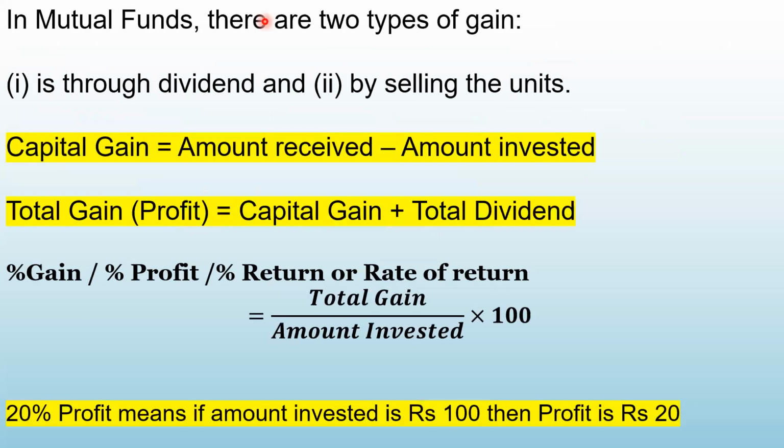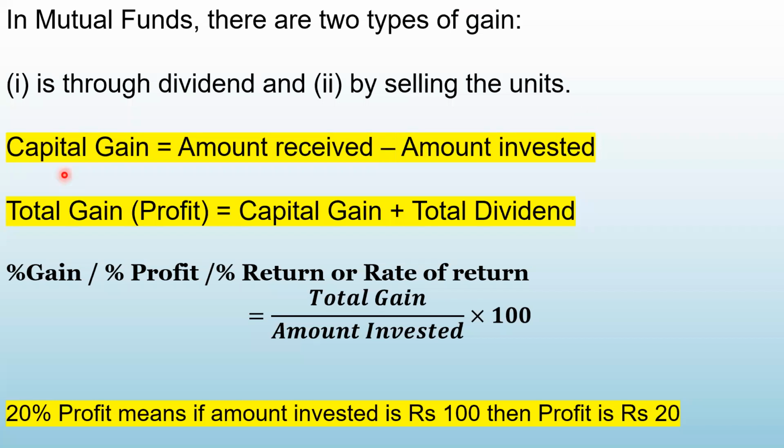Now, this is our today's topic. In mutual funds, there are two types of gain, same as in shares. It is very, very similar to shares. जैसे shares में हमें दो तरह से gain होता था, एक तो dividend के through, दूसरा when you sell your shares. Similarly, in mutual funds also, there are two types of gain. One is through dividend and the other one is by selling the units.